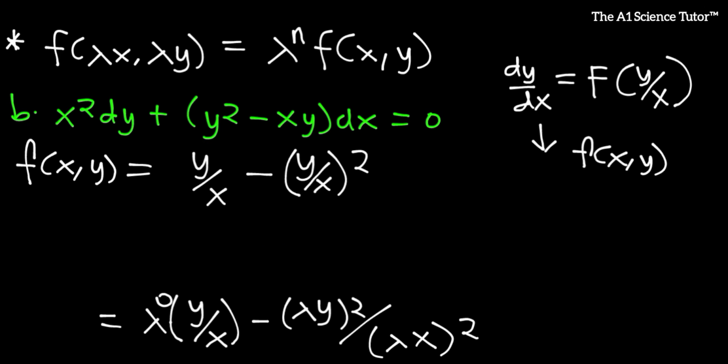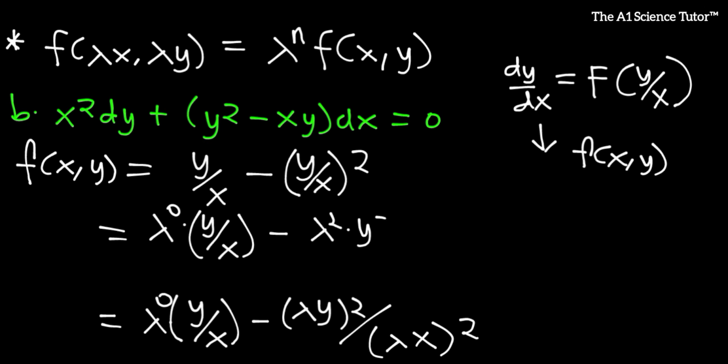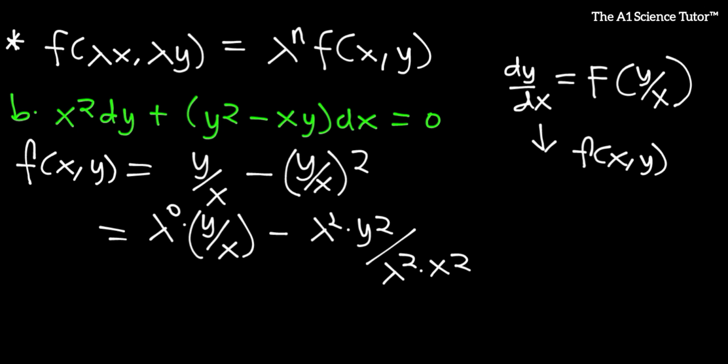Now, this is actually going to be lambda to the 0. We have y over x. And over here, I'm actually going to have lambda squared multiplied by y squared, and this is divided by lambda squared multiplied by x squared. So what is that going to give? I know that this is going to be lambda squared divided by lambda squared, so obviously that should give us lambda to the 2 minus 2. That gives us a 0. So this is what we're going to have.